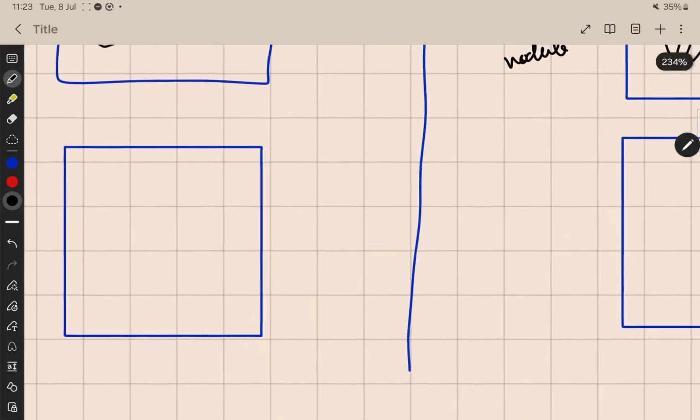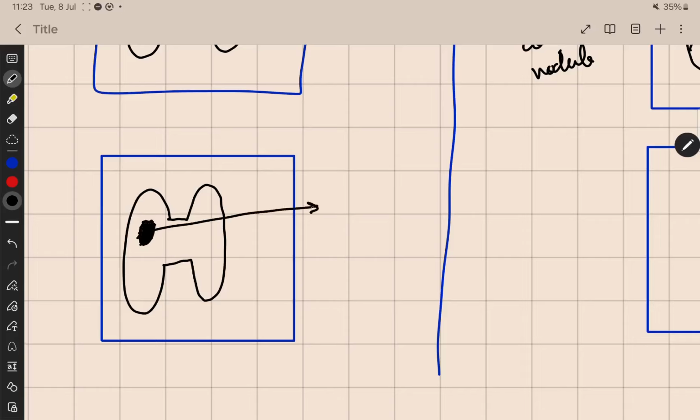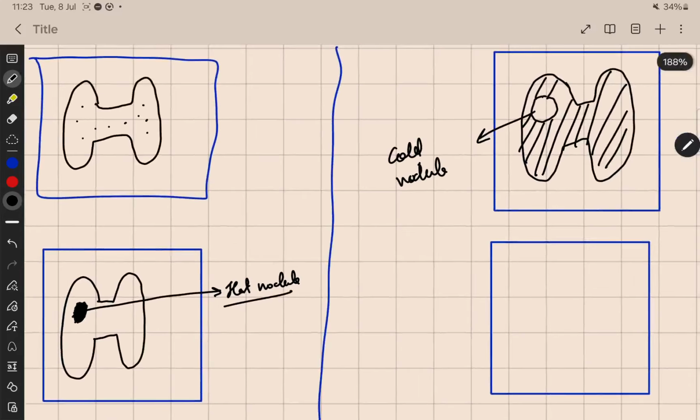Similarly, in case of hot nodule, the gland will not uptake that radioisotope, but this lesion or mass or nodule will uptake it more. That is known as hot nodule. So in cold nodule there will be no uptake, while in hot nodule there will be more uptake of this isotope scan.